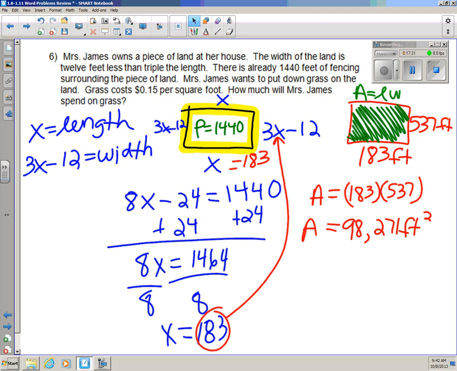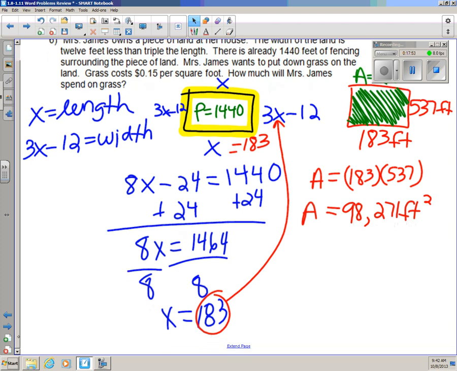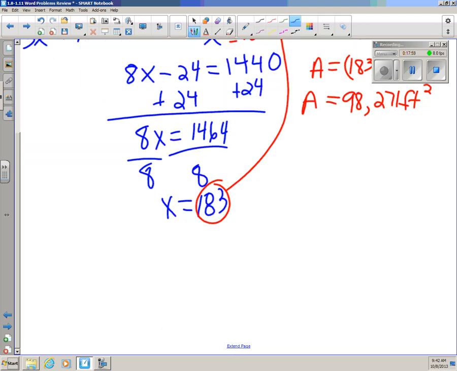And we're still not done. Because now it says, okay, well, grass costs her 15 cents a square foot. How much is she going to spend on grass? Well, if 1 square foot is 15 cents, 2 square feet is 30 cents, 3 square feet is 45 cents, and so on and so on. I need to cover 98,271 feet squared with grass, which means I have to multiply all that square footage by 15 cents. So I need to take my 98,271 feet squared and multiply it by 15 cents per square foot.